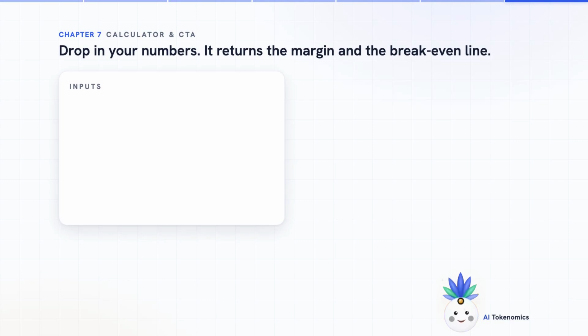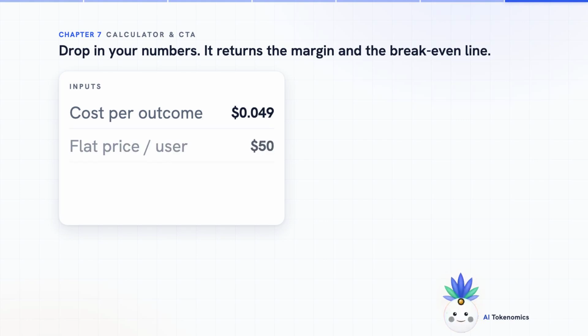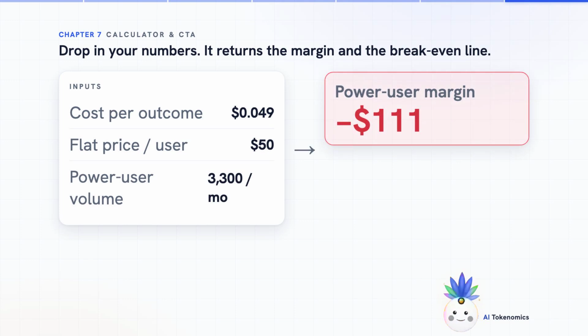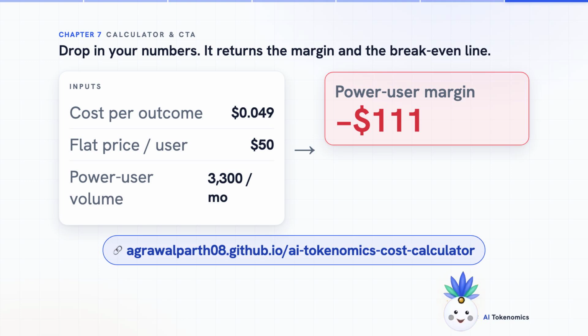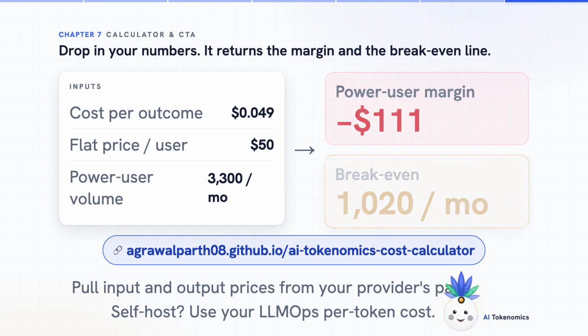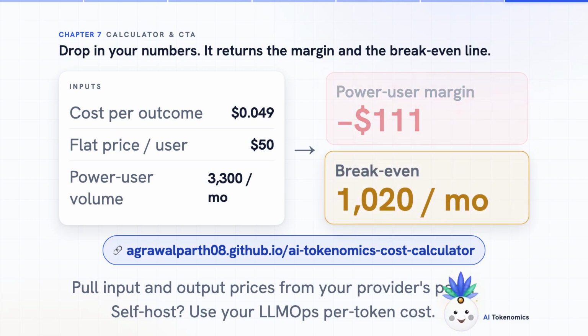We built a free AI margin calculator for exactly this. Drop in your outcome cost, your price, and your usage tiers, and it shows you the margin on each tier plus the break-even outcome count, automatically. That's the line where your power users flip to a loss. Pull the input and output prices straight from your provider's pricing page. And if you self-host, use your own per token cost from your LLM ops team.